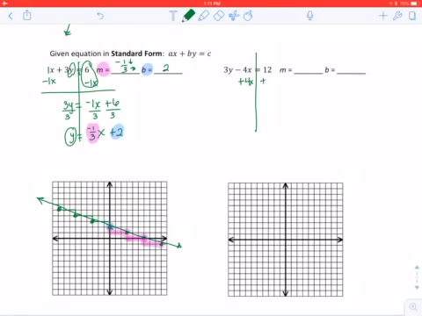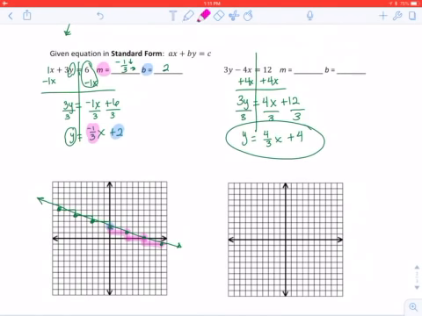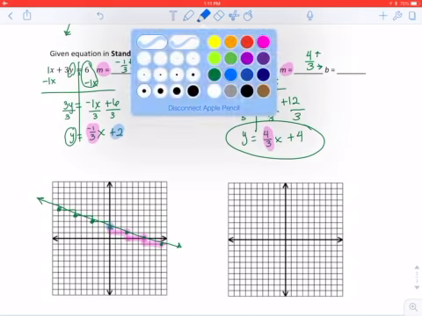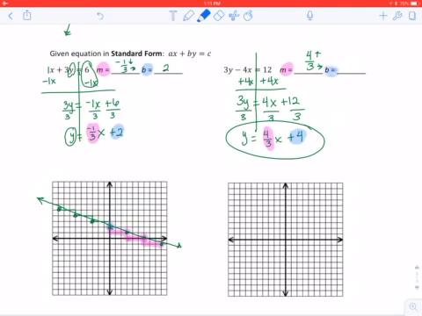So we're going to add 4x to both sides. We have 3y equals, remember we can't put those together because they're not like terms, so 4x plus 12. Divide everything you have by 3. So y equals 4/3 x plus 4. So the slope is 4/3, which means you're going to go up 4 and right 3. The y-intercept is this positive 4 here.